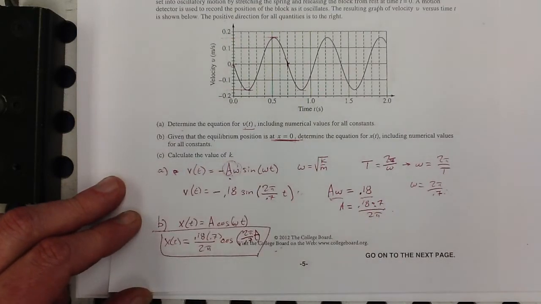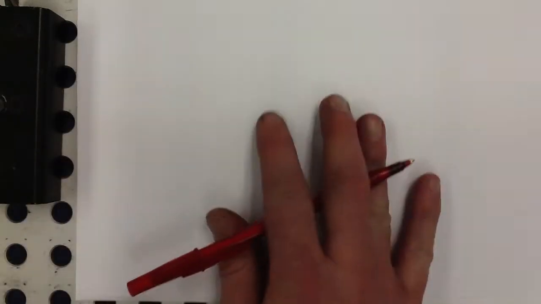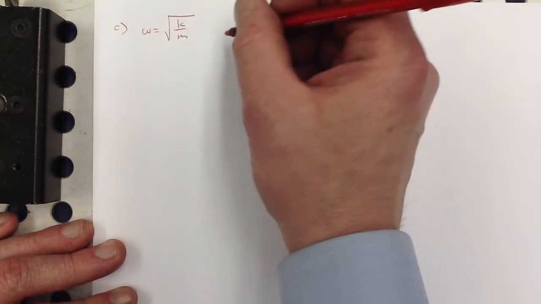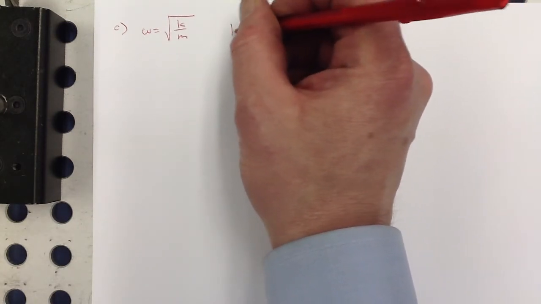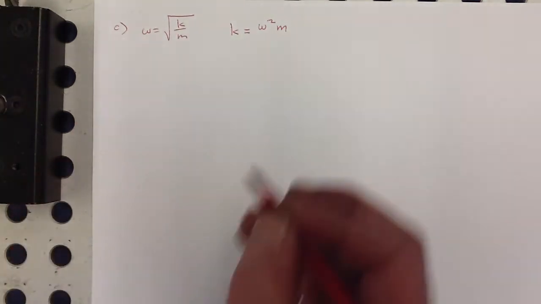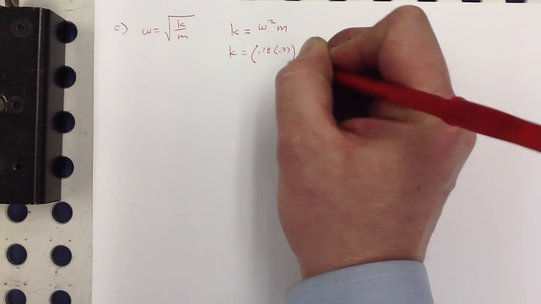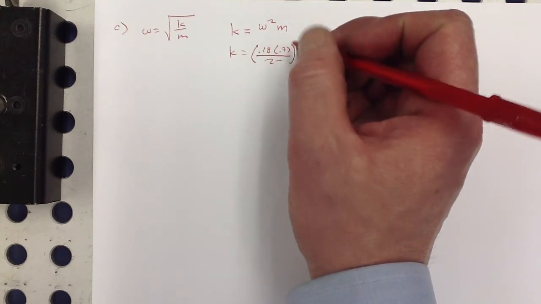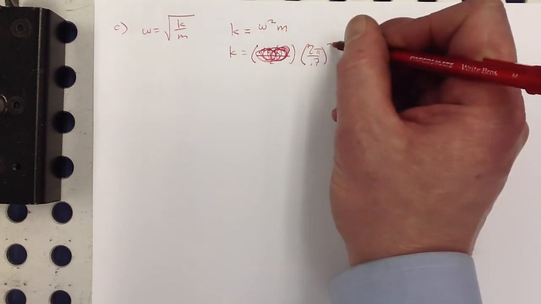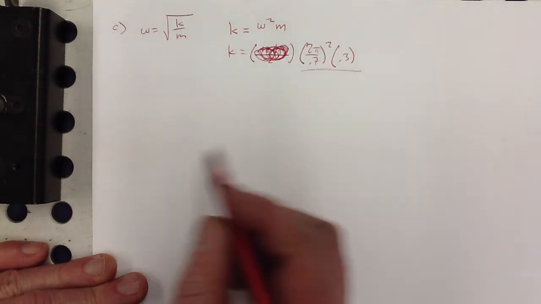Part C, calculate the value of k. Well, that should be easy enough now because I know this, right? So we'll move on to a separate sheet here. Part C, I know that omega is equal to the square root of k over m, so I guess we could rewrite that as k is equal to omega squared times m, right? Squaring both sides and solving that. So that means k is equal to, let's see, reading off my other sheet, that was, oops, that's alpha, that's a, the amplitude, sorry. Omega is 2 pi over 0.7, squared, times the mass of the block, which is 0.3, and that should give you your k. And I'll let you find the numerical value for that.